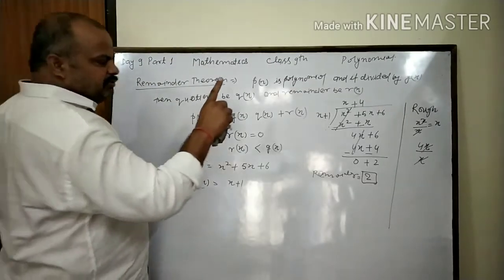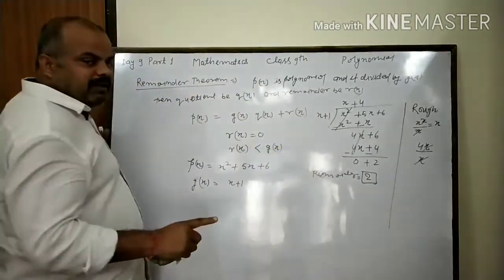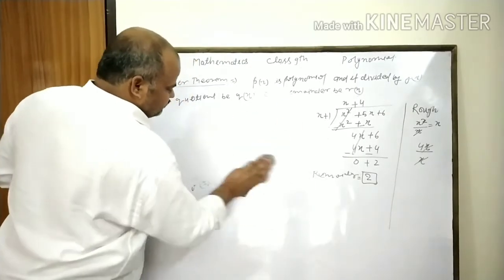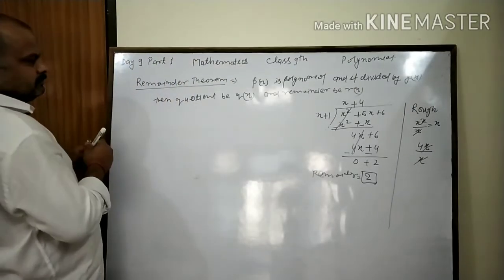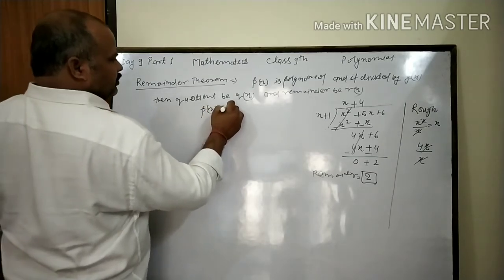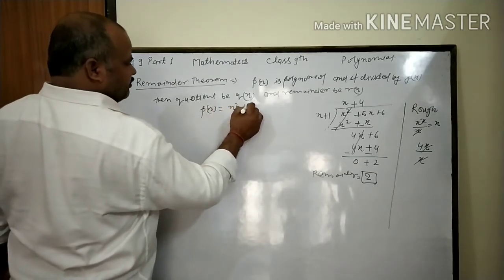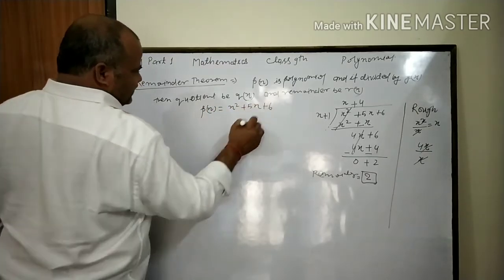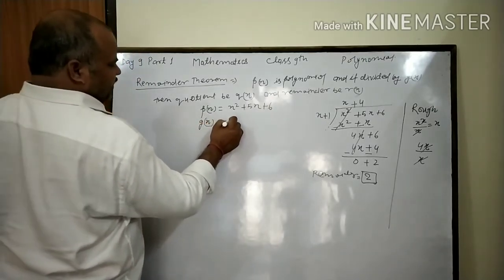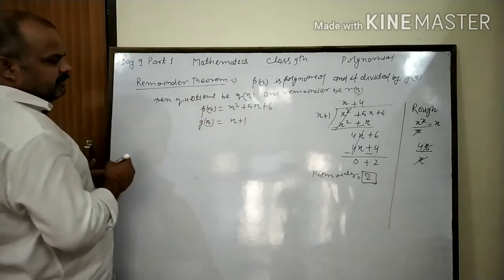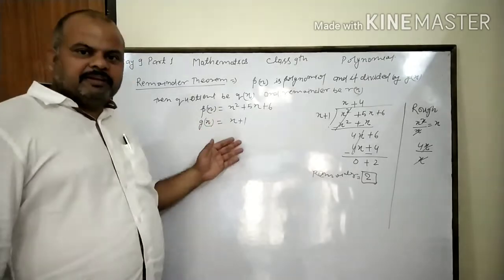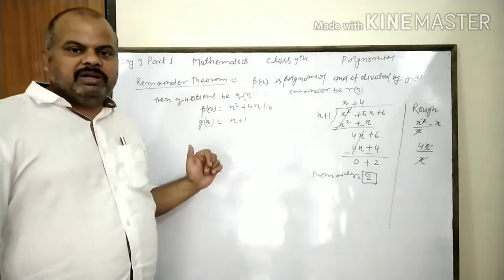By this process you got the remainder, and here we use the remainder theorem. It means you can't do it only this way. Clear? Here p(x) is equal to x square plus 5x plus 6, and g(x) is another polynomial, x plus 1. Clear? And we want to find the remainder without the actual division method.